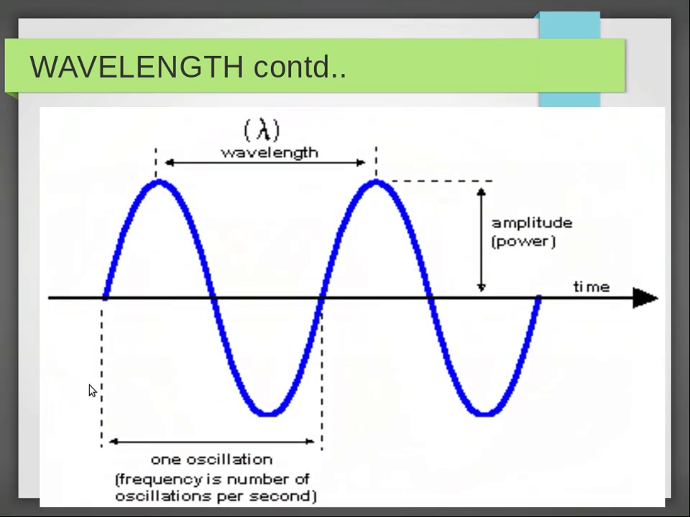In the given figure, we have a wave. This is the peak or crest and this is the trough or well. One wave comprises one crest and one trough. The distance between two consecutive crests is defined as the wavelength. So the distance between this crest and the nearby crest is the wavelength of the wave.